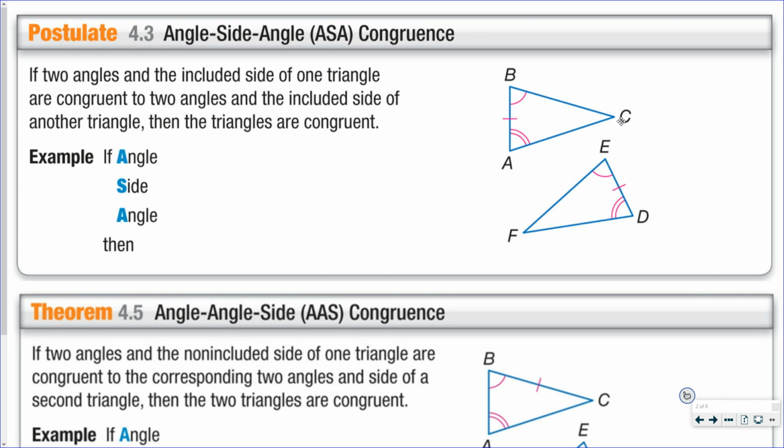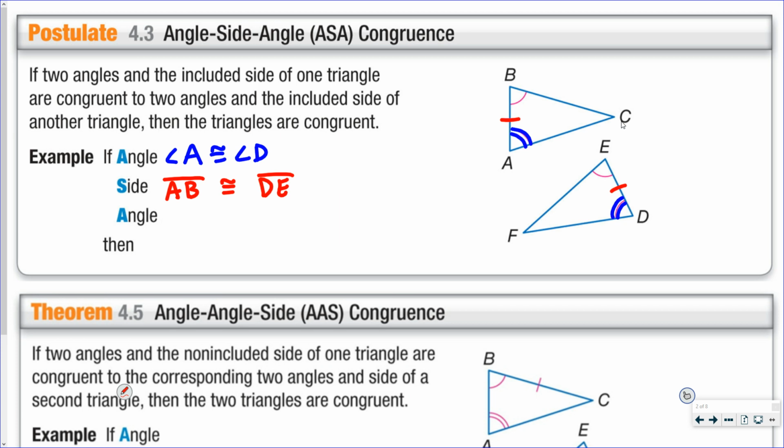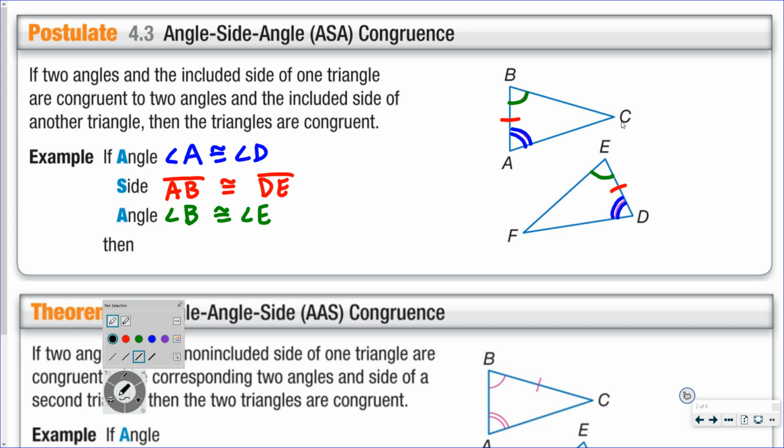Angle side angle. All right, so in this specific example, if you have angle A is congruent to angle D, which is marked for us, and we have side AB congruent to DE, the included side, angle side angle, B congruent to angle E. So if you have this set up, folks, then you can conclude those 2 triangles are congruent.